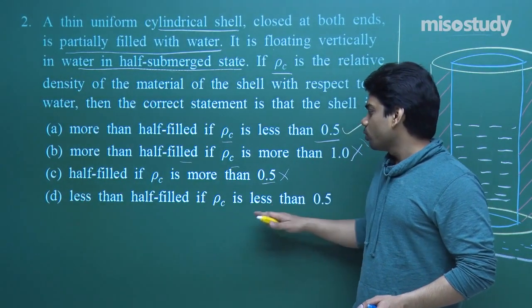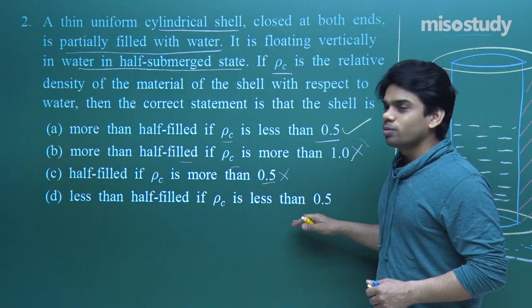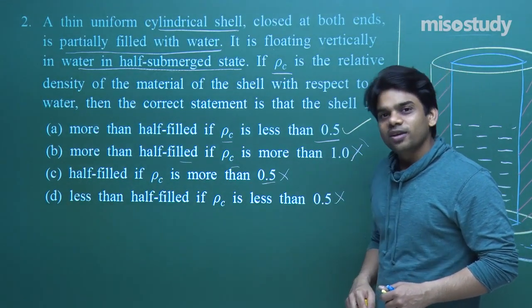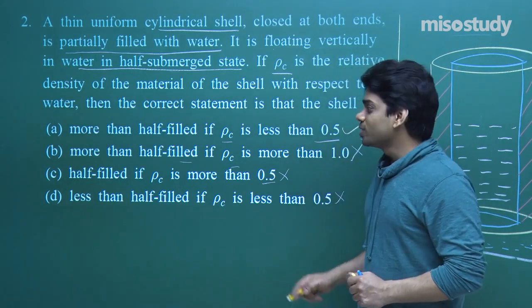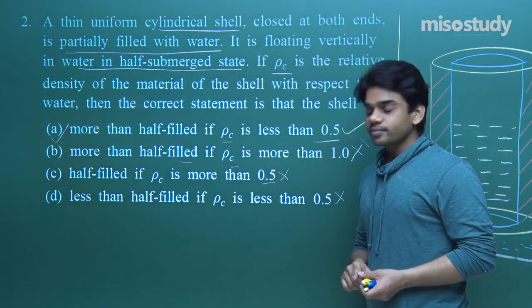Less than half filled if rho C is less than 0.5. This is just the reverse of option A. We have already checked option A is correct, so this will be incorrect. So I believe that you have got how to choose. Very good question. Option number A is the correct answer for this.